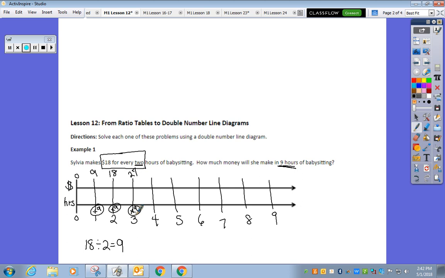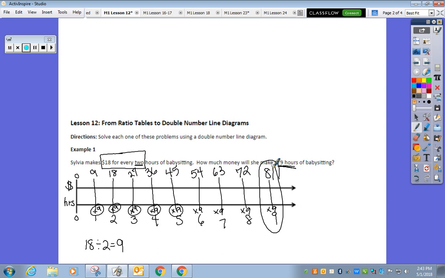And something you may notice as you're moving along the bottom, you're counting across by ones. And across the top, we're now counting by 9. So 9, 18, 27. So you can either continue counting by 9s, or you can continue with the multiplication of 9. So 4 times 9 is 36. 5 times 9 is 45. 6 times 9 is 54. 7 times 9 is 63. 8 times 9 is 72. And then 9 times 9 is 81.